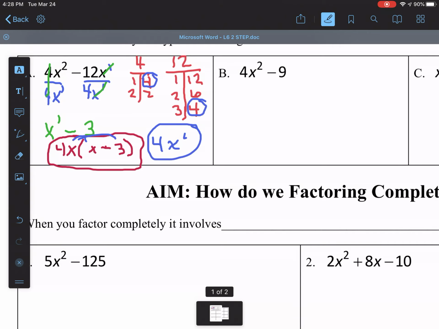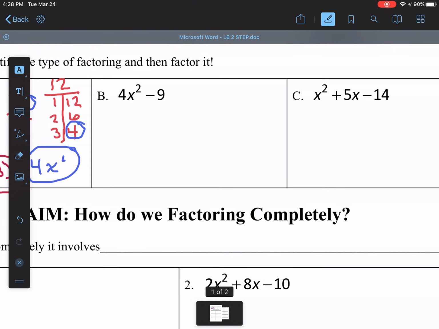All right, so now let's take a look at letter B. So again, I'm going to first think about, okay, do I have a GCF? So if we think about our factors of 4, we've got 1 and 4 and 2 and 2. And then with our factors of 9, we have 1 and 9 and 3 and 3. Okay? So if you look at your two lists, the only factor that they have in common is 1. So when that happens, you're not going to factor out the 1 because you would just get back the same thing. So we don't really worry about it then. So we don't have a greatest common factor other than 1.